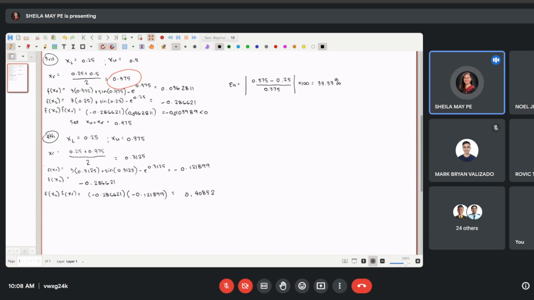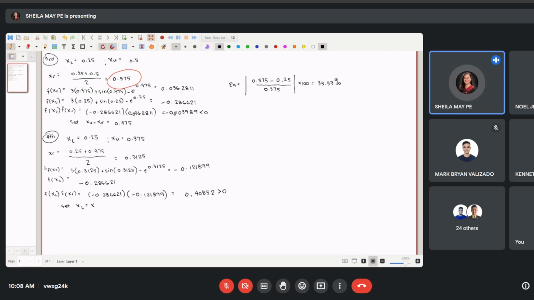Do we have the same answer? Different. No, it's bigger, miss. 0.0349388, miss. 0.34. Okay. For our x sub R, that's correct, right? 0.3125. Correct, miss. Only the f of x L and f of x R, miss, are not the same.